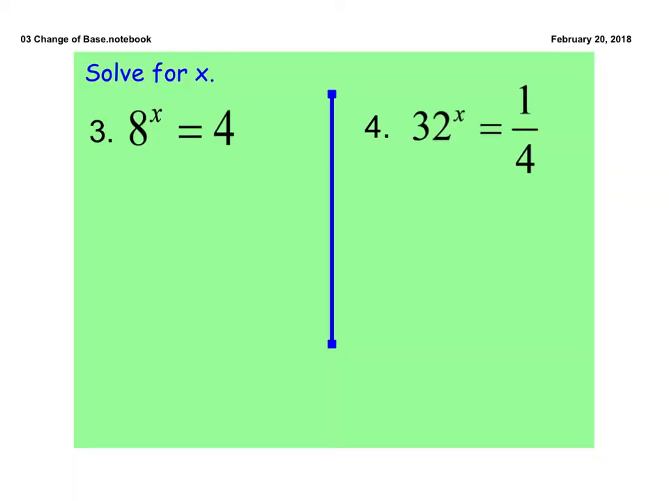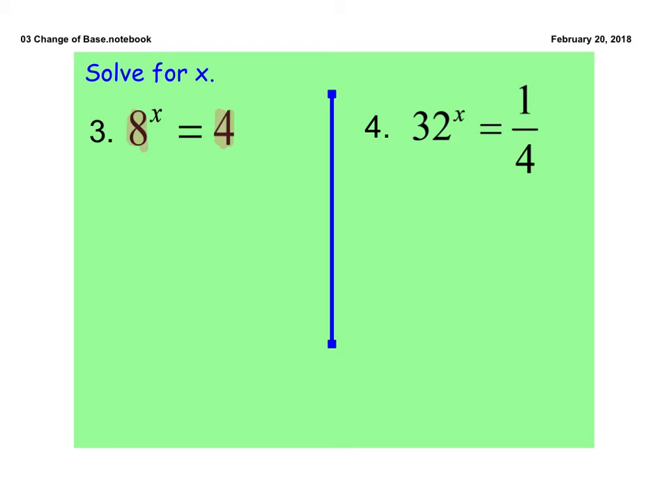Okay, let's try another one. So we have 8 to the power of x equal to 4. Now again, your entire goal is to get these bases to be the same. So you have to think through, and maybe even go back to that table that we had on the previous page, and say, all right, which base could I write in such a way that I could get 8 and I could get 4?